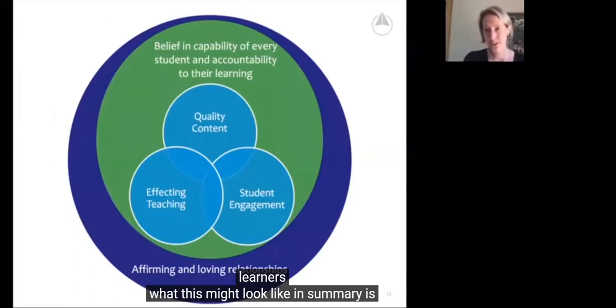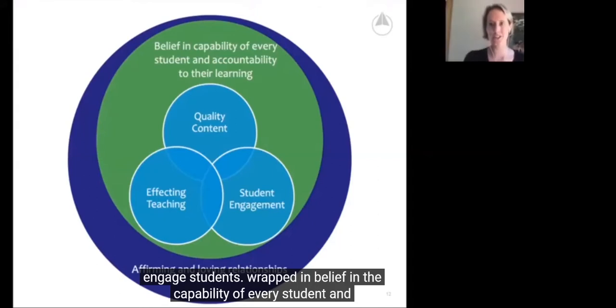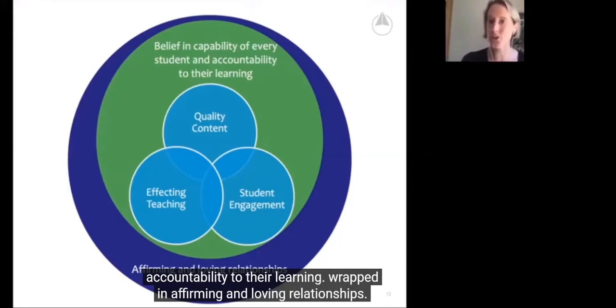For the visual learners, what this might look like in summary is that we need an effective instructional core: quality content, effective teaching, engaged students, wrapped in belief in the capability of every student and accountability to their learning, wrapped in affirming and loving relationships.